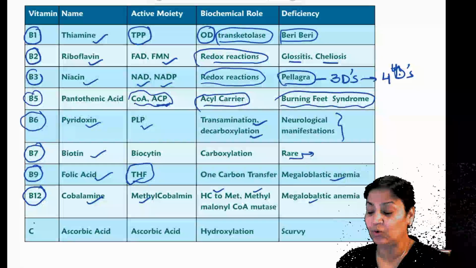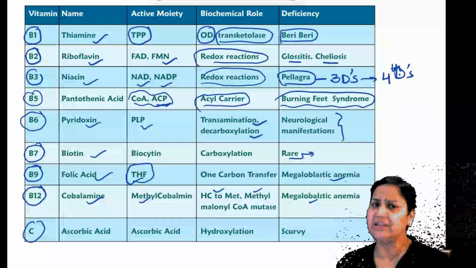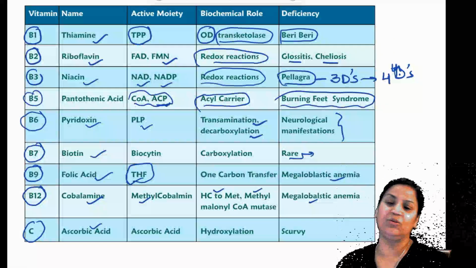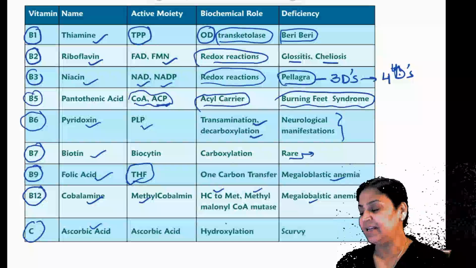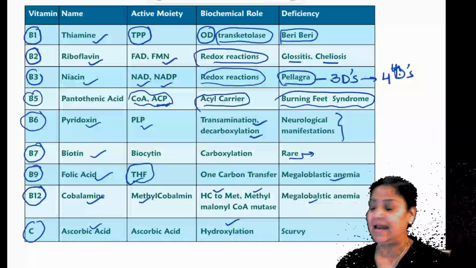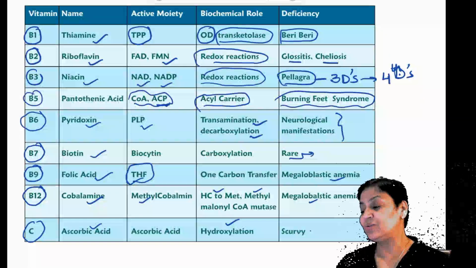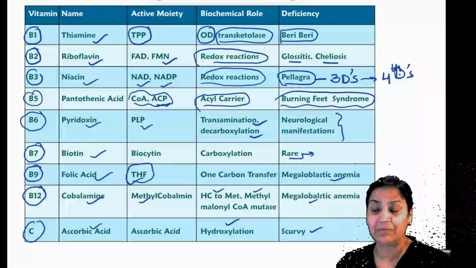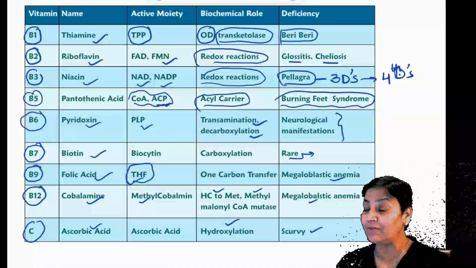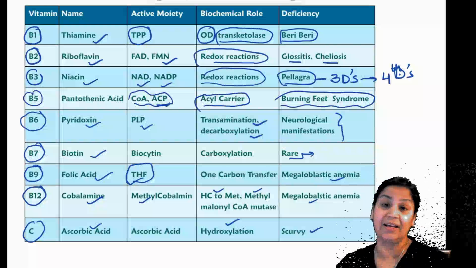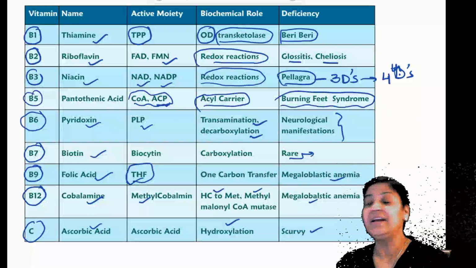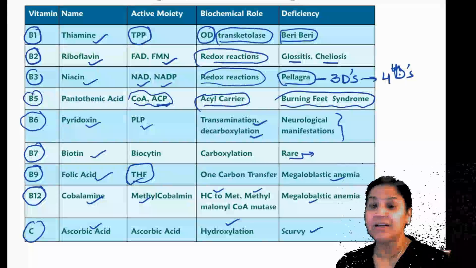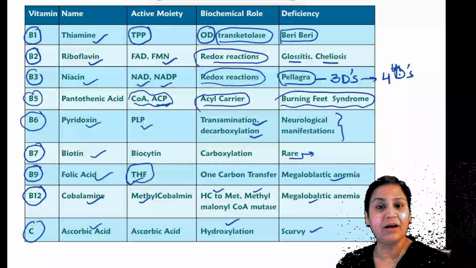Then coming over to vitamin C, rich in citrus fruits, active form is ascorbic acid, it is used as an antioxidant, and it is required for hydroxylation, and deficiency of this leads to scurvy. So this is a crisp table of all the water soluble vitamins, their functions, their active forms and their deficiency manifestations.